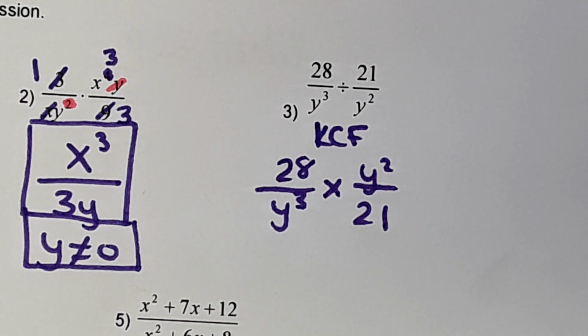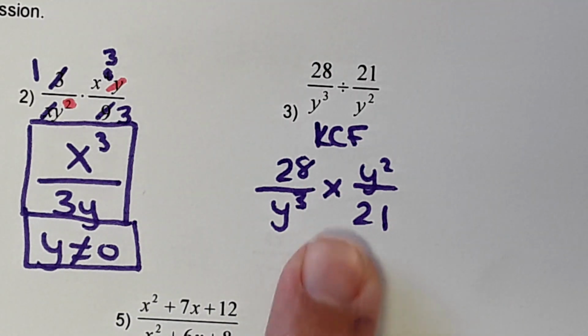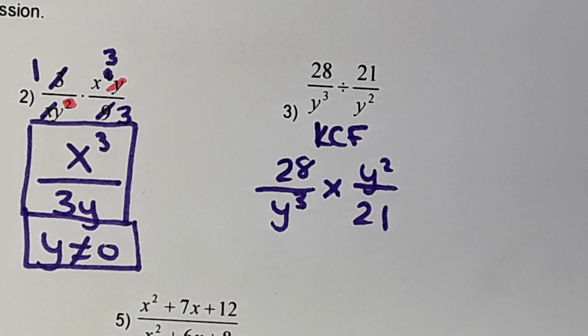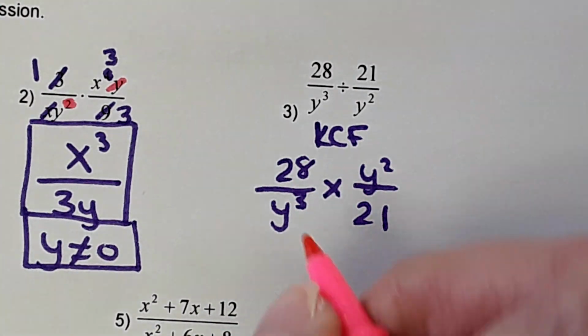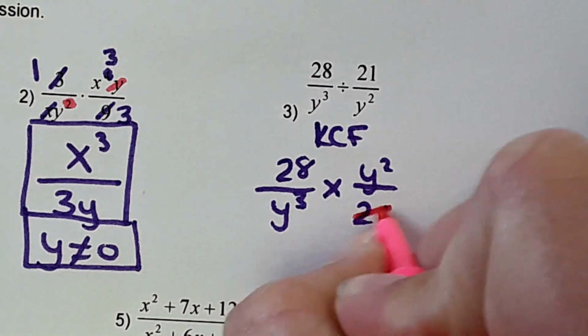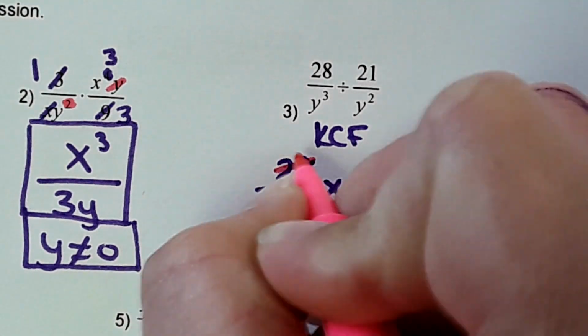Is it the greatest common factor you take out? Okay, now that it's in multiplication, now we can do our simplifying with the numerators and denominators, and we might look for common factors first between 28 and 21, which would be 7. We can divide this by 7 to get 3, this by 7 to get 4.